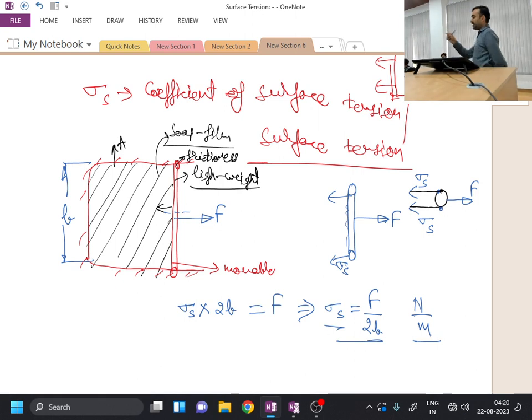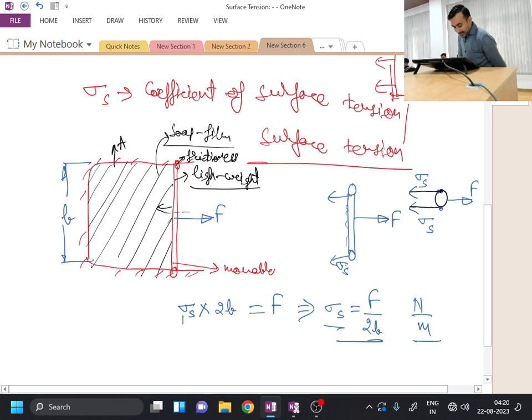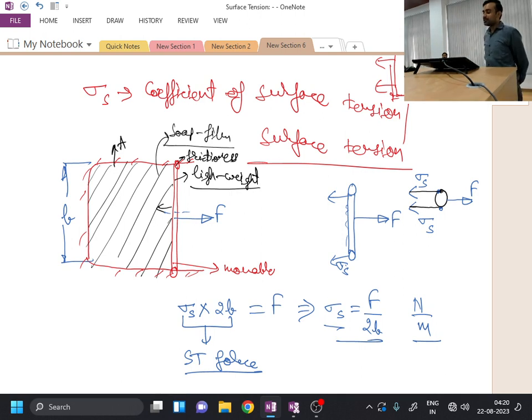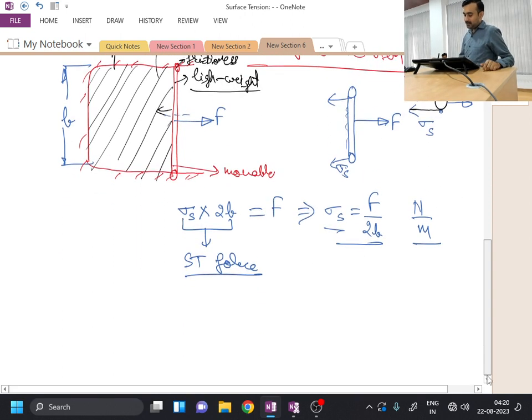So one definition of surface tension coefficient which I have got over here is this: sigma S into 2B is the surface tension force, but the quantity sigma S alone is the coefficient of surface tension. The coefficient of surface tension is defined as surface tension force per unit length of the line at which this force is acting.